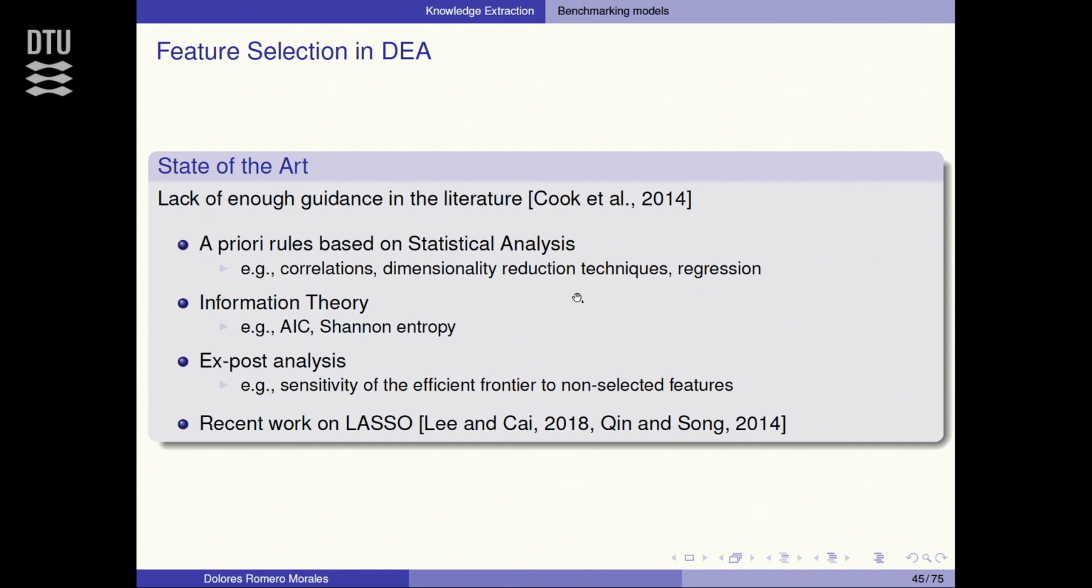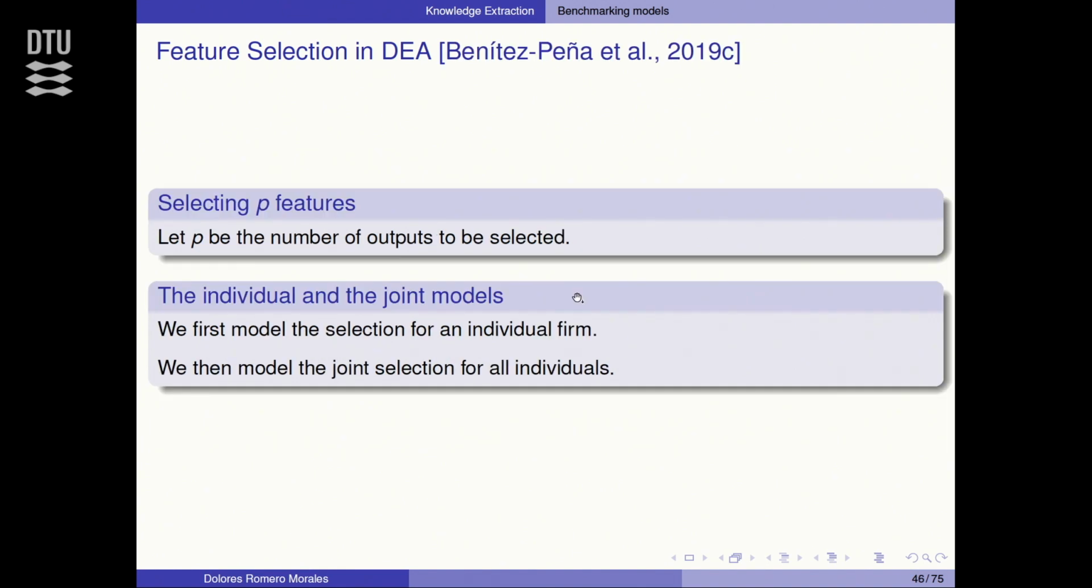And so the literature does this: people are using a priori rules, information theory rules in advance, or even ex post, they will eliminate some of the inputs and some of the outputs based on the coefficients or based on the domain knowledge or whatever. So what I said to him, why don't we try to incorporate the two of them into the same model? And that's what we are going to do.